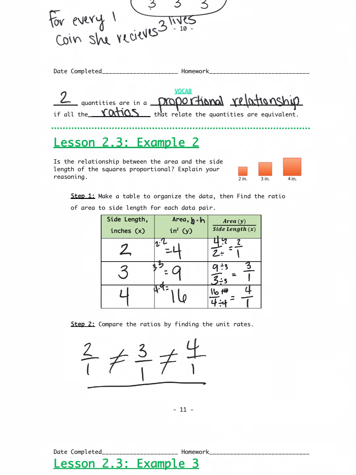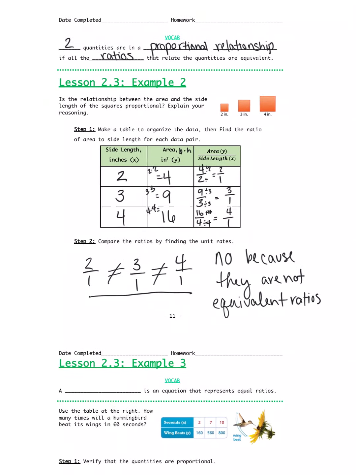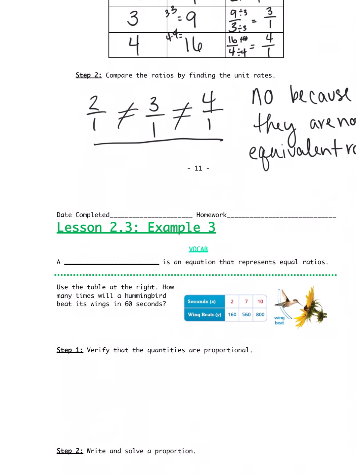So going back to our original question, is the relationship between the area and side lengths of the squares proportional? No, because they are not equivalent ratios. And so again, when we put our y over our x, or our area over our side length, all of these should have been the same ratio. If they are not the same ratio when we simplify them, that means they are not equivalent, like we saw on example 1. So we're going to fill in this vocab really quickly, and then tomorrow we will start on example 3.